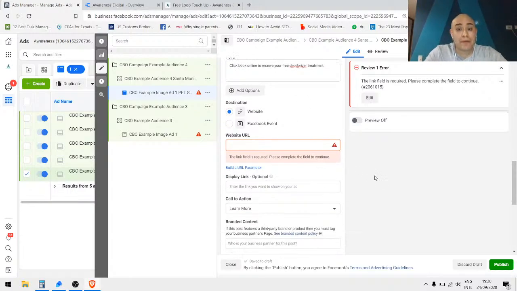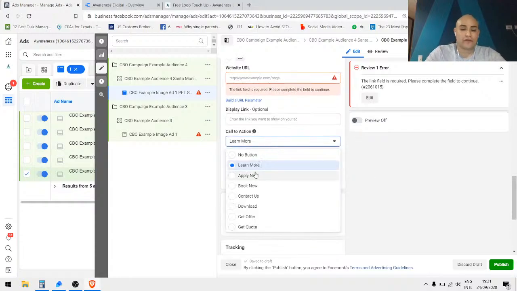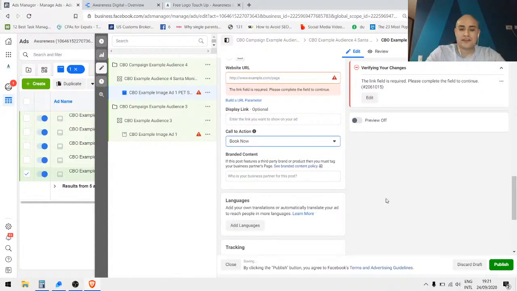But that's why you do campaign budget optimization with a low budget per day, so you're not broke in a week. Again, be straightforward. Book now. That's it. That's what you want them to do.